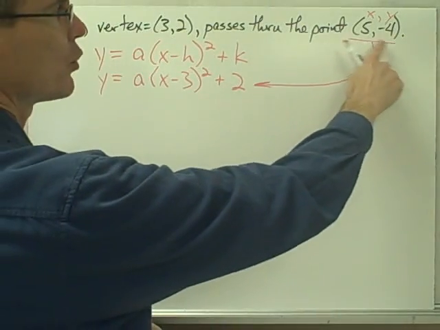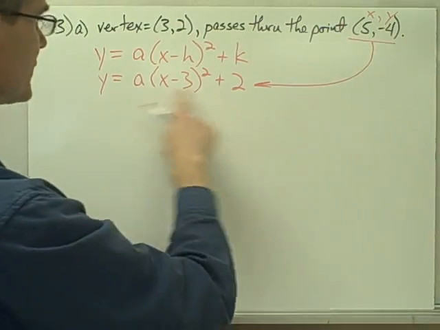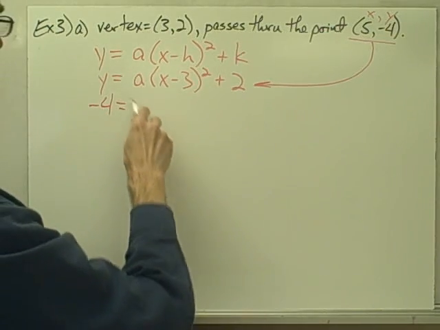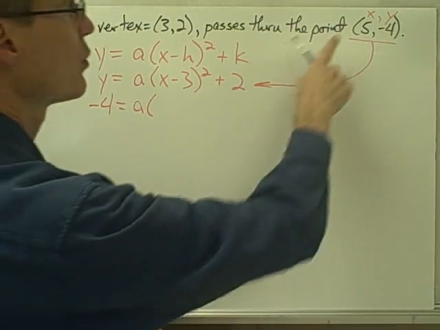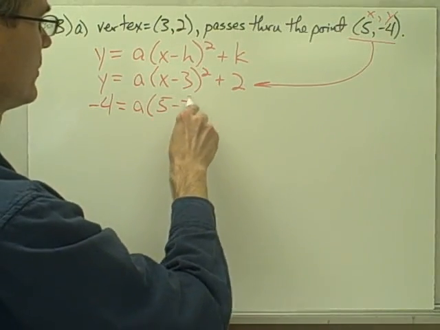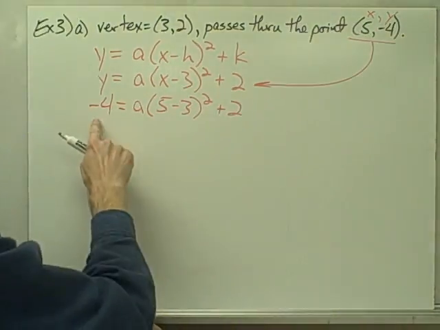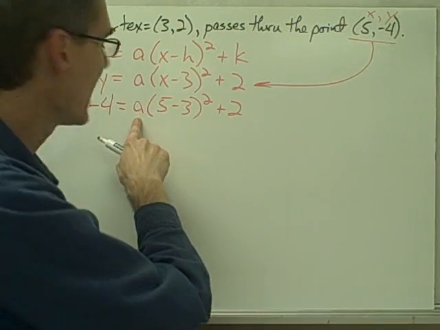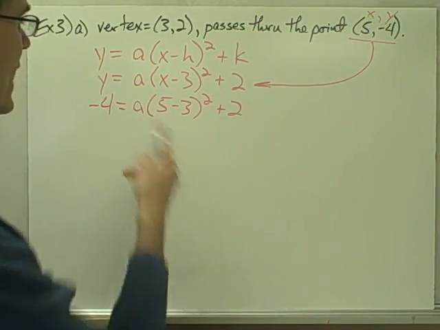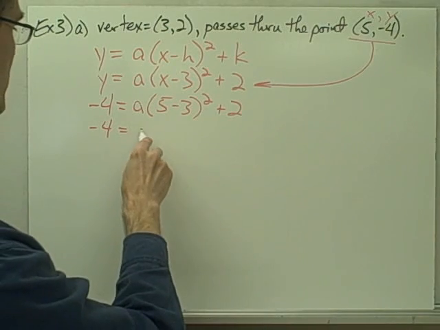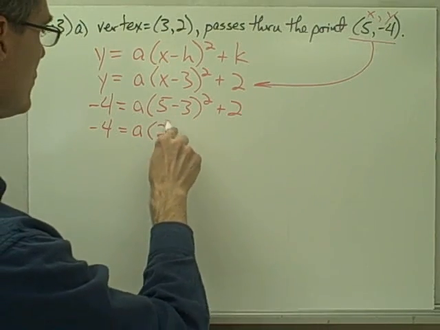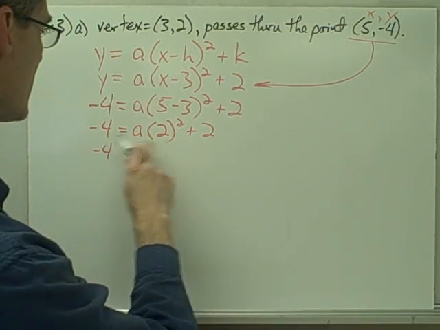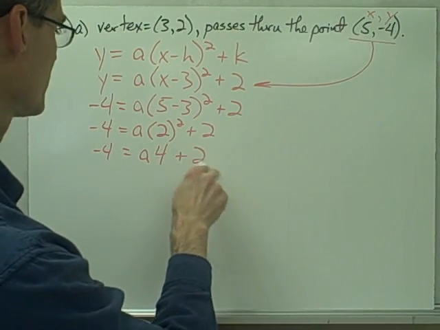So if I plug in these two coordinates, this is my x coordinate, this is my y coordinate, then my y coordinate is negative 4, y equals a times my x coordinate, which is 5, minus 3 quantity squared plus 2. Now I have an equation with just one unknown that I can solve for, my value for a. So let me solve this equation for a. Negative 4 equals a times, 5 minus 3 is 2, quantity squared, plus 2. Negative 4 equals a times 2 squared, which is 4, plus 2.